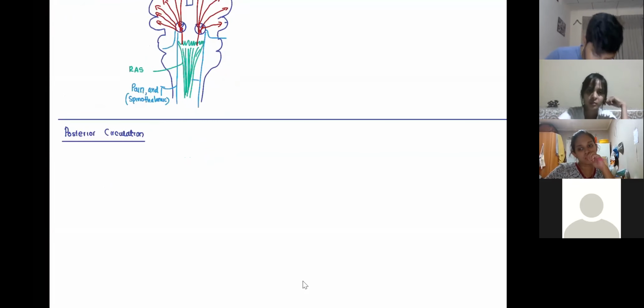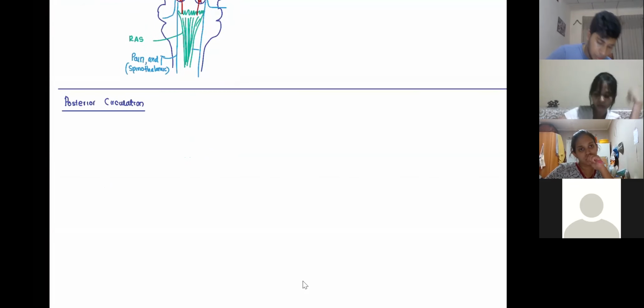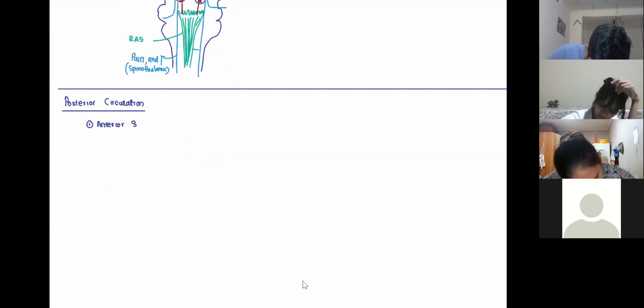Okay, now posterior circulation. The first one I want to talk about is the anterior spinal artery.